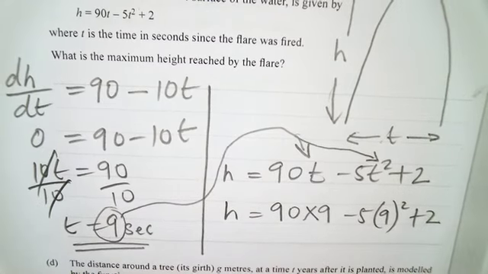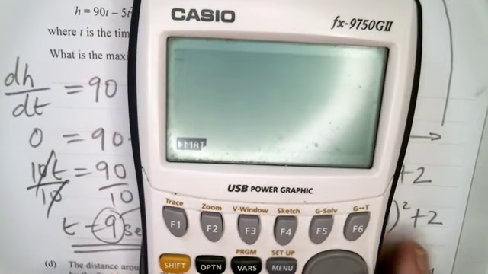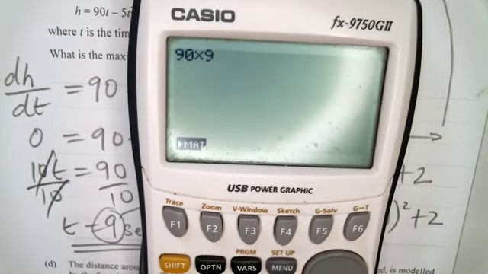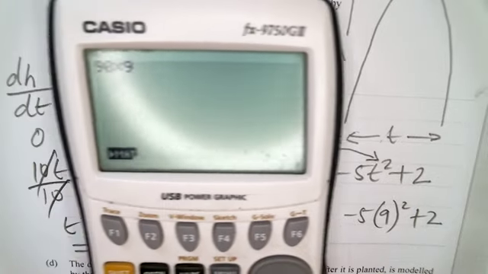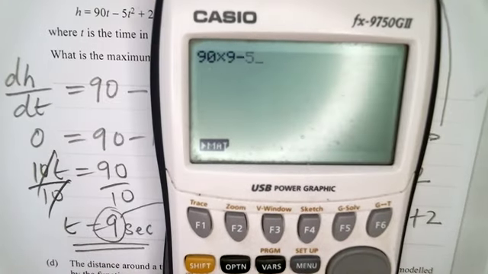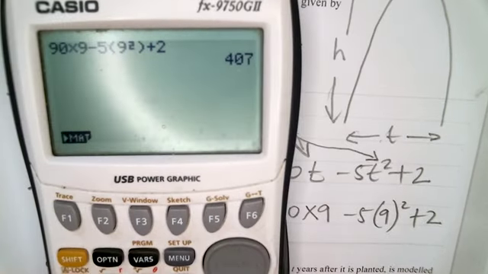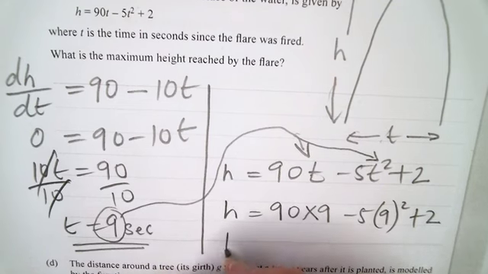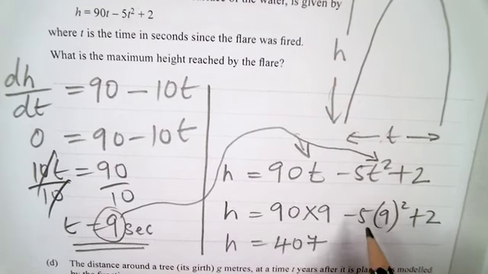And let's just do all that on the calculator. So we've got 90 times 9, minus 5 times 9 all squared, and we're going to go plus 2. And we get 407. So h is 407, and this is going to be the height above the water.